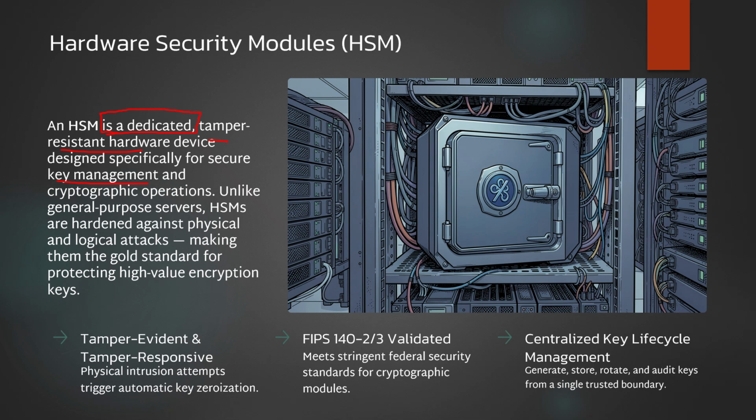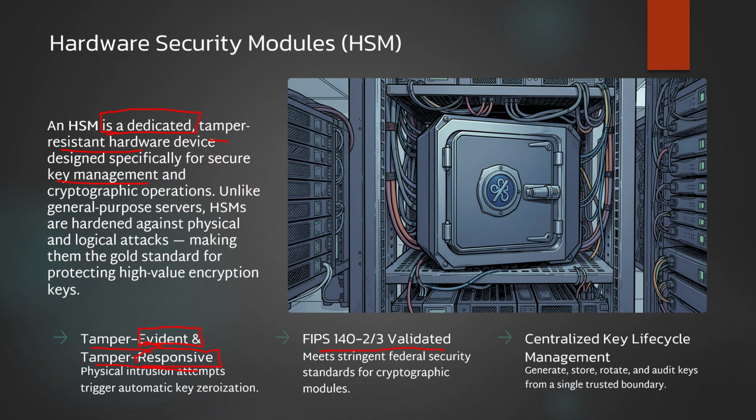HSMs are generally tamper evident and tamper responsive also. What is the difference between that? Evident means if something is tampered with, it will have detailed logs of what tampering was done. And responsive means if some tampering is done, it can also respond, like it can block certain transactions, block certain connections, and also inform the responsible team or person that the tampering has been done. And this is also FIPS 140-2 and 3 validated.